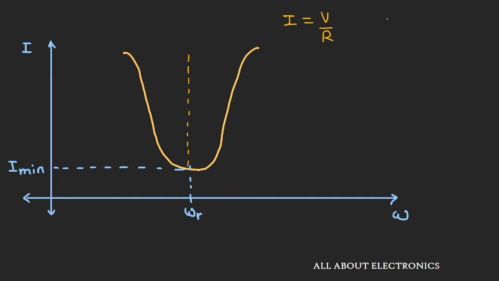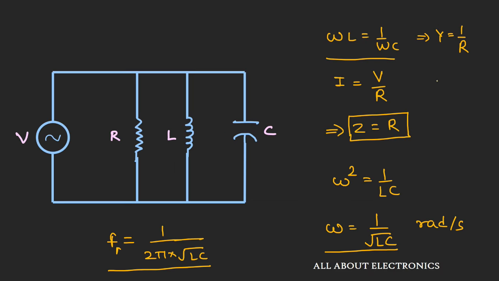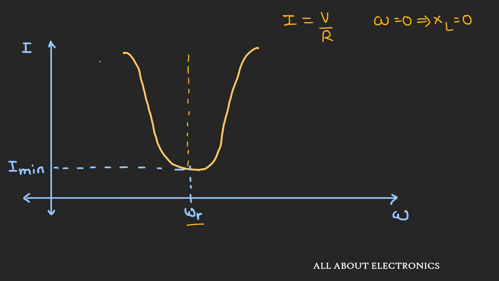So now if you see, at omega equal to 0, the value of XL will be 0. So this inductor will act as a short circuit and the entire current will flow through that inductor. So for the frequencies which are lesser than omega R, this XC will be greater than XL, as XC is given as 1 over omega C, and the circuit will behave as an inductive circuit. That means this current I lags the voltage.